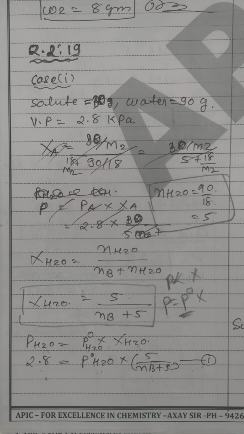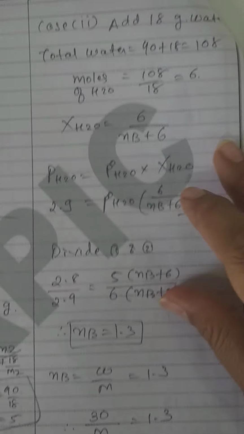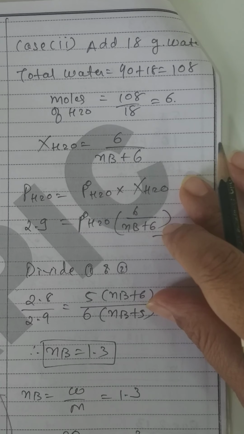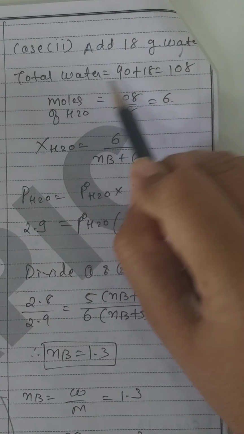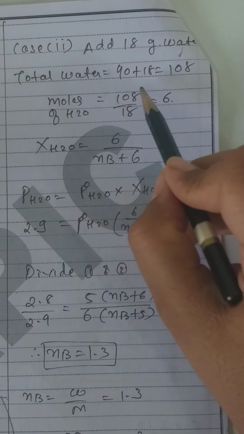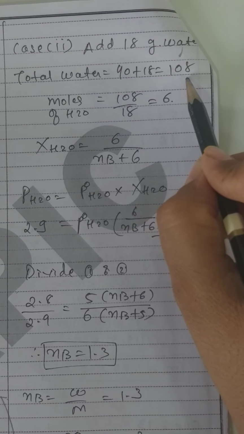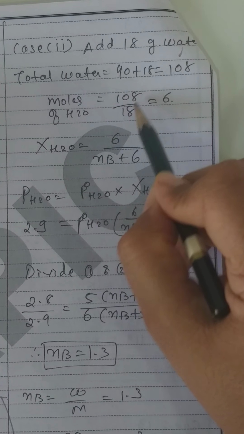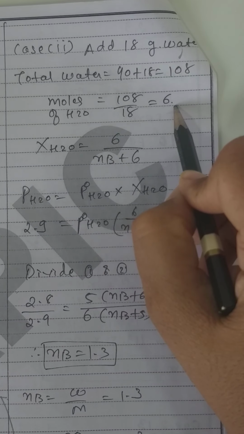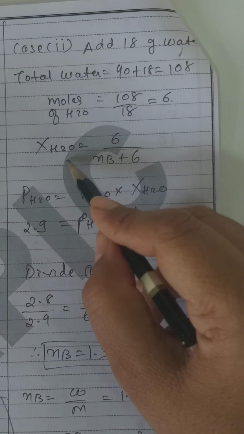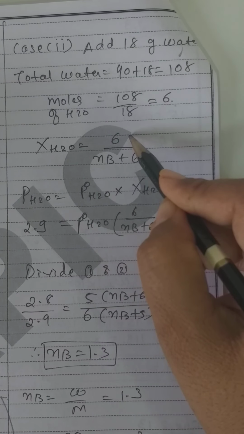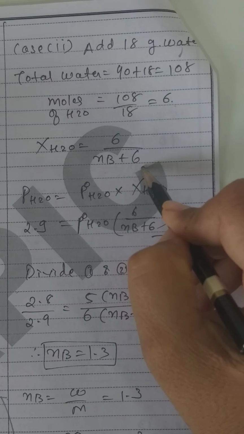Now see, in the second question we add 18 gram of water. So how much is the total water? 90 gram already present, and with 18 gram it becomes 108. Now the moles of H2O is 108 upon 18, that is 6. So XH2O, the mole fraction, is its own moles upon its moles plus total moles.